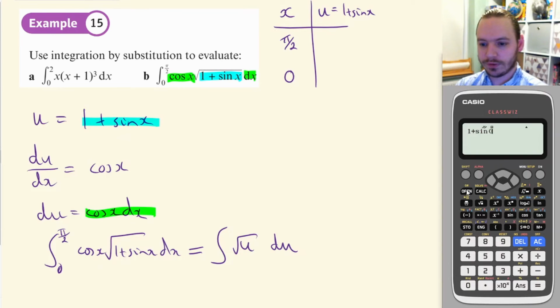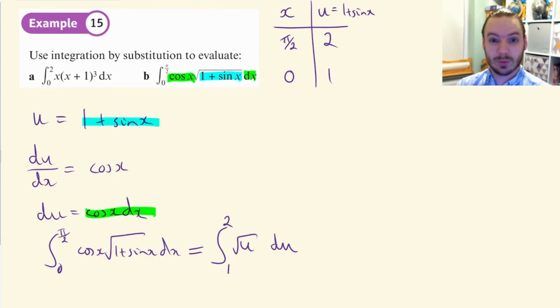So what is 1 plus sine of pi over 2? It's 2, because sine pi over 2 is 1. So my new limit is 2. And similarly, you might already feel quite confident about this one. Sine 0 is 0. But it's always worth checking these things on the calculator just to make sure. So my limit's gone from pi over 2 and 0 to 2 and 1.